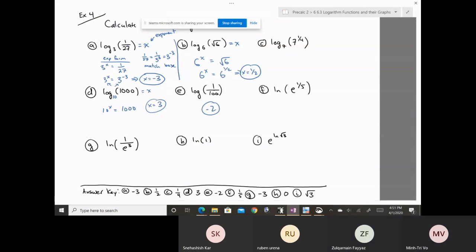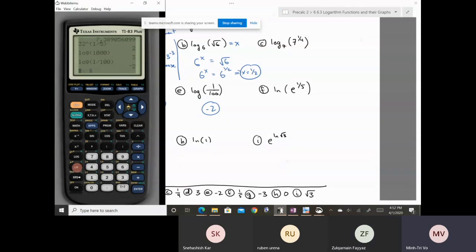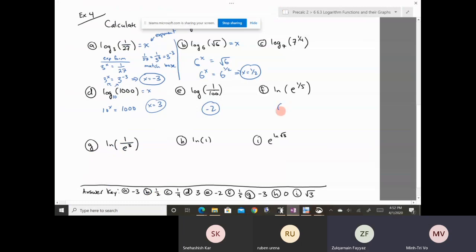Even for the natural log, right? So you would just use the natural log key instead. So natural log of what is it? E to the 1/5, right? So E to the 1/5, and close parentheses. You get 0.2. 0.2 is the same thing as 1/5.